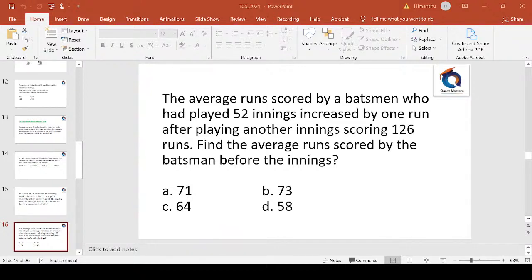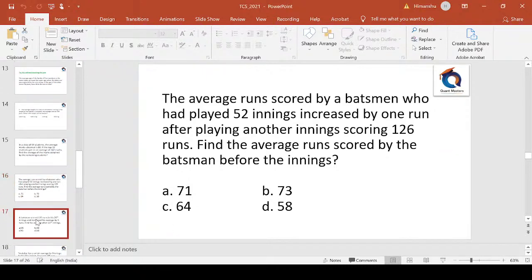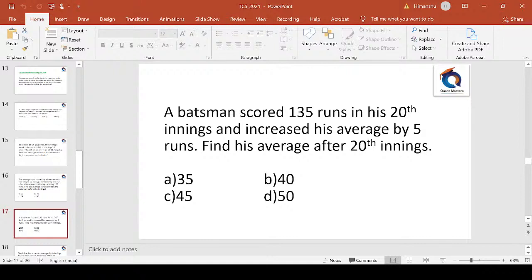Okay. So before we continue with this sum, I would like you to solve this problem, people. So try this sum, then we'll get back to the previous sum. Try this sum, people.